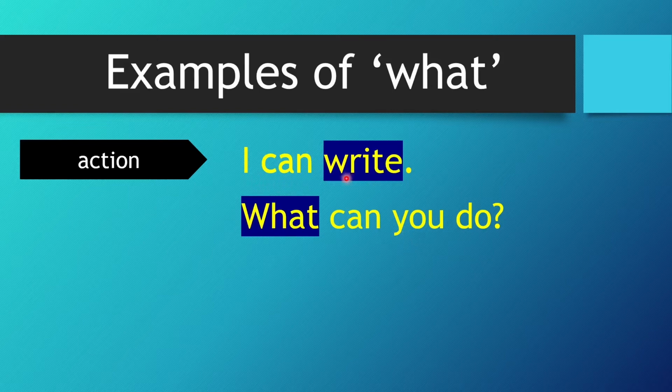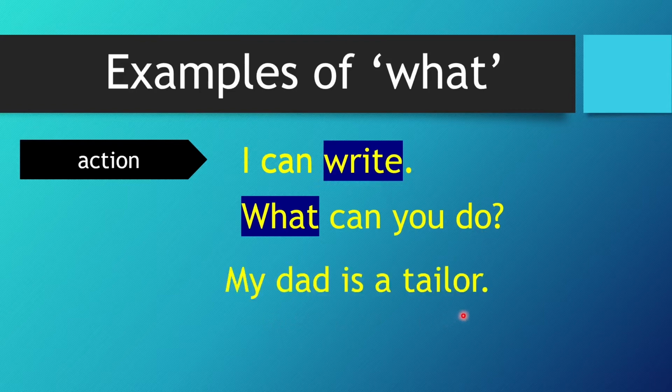So, in place of your task, what was the task? The task was write. So, in place of the task, we will write would. And after that, there will be auxiliary or modal verb. So here, can is the modal verb. So we are writing can. What can? In place of I, there will be you. What can you do? So in place of write, we will write do. What can you do? The answer will be I can write.